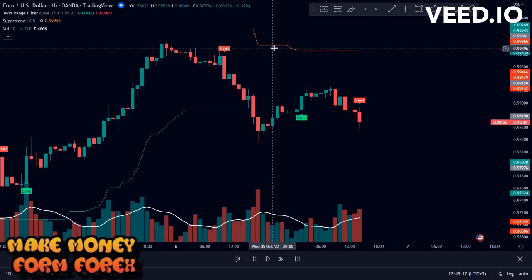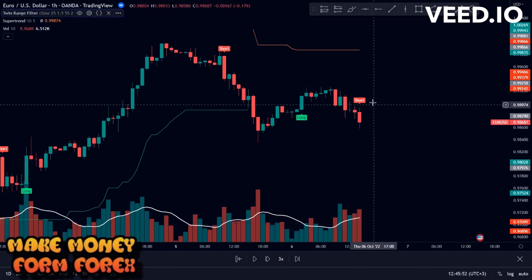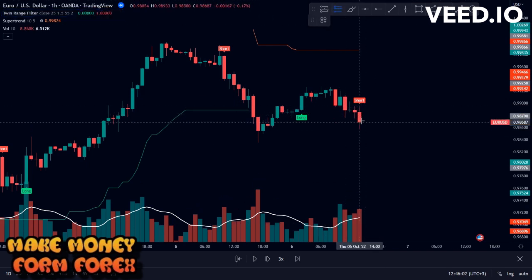First, the super trend indicator should be colored red and the price should be trading below it. Second, the volume bar of the volume indicator should be above the moving average, you know, this guy right here. And then the last condition is for the twin range filter to print a short signal. All these conditions are met on this candle, so we enter a short trade.